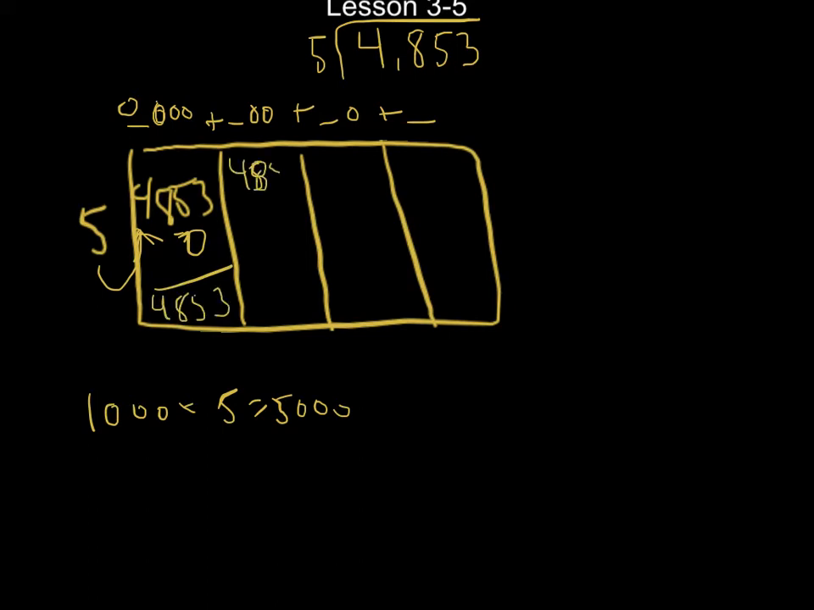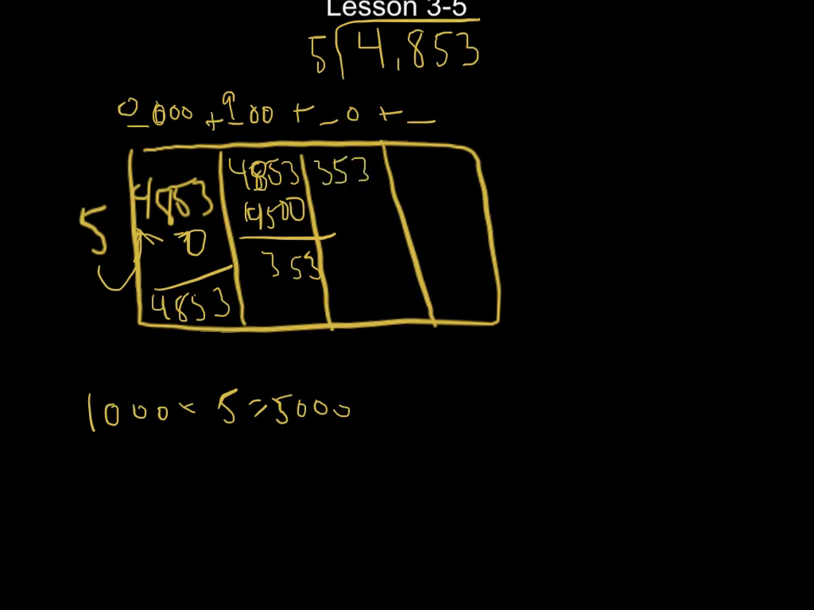So then you roll that over to the next box. 5, how many hundreds can go into 4,853? Well, I'm just going to look at the first 2 digits, and I see 48. I know 5 times 9 will give me 45. So let's try 9 hundreds. That would give me 4,500. Bring it down, you get 353, put in the next box.